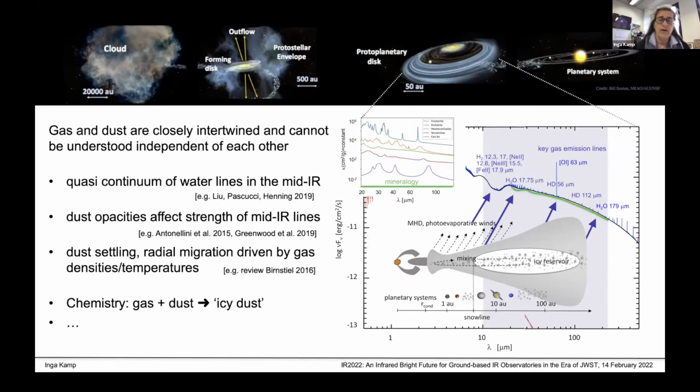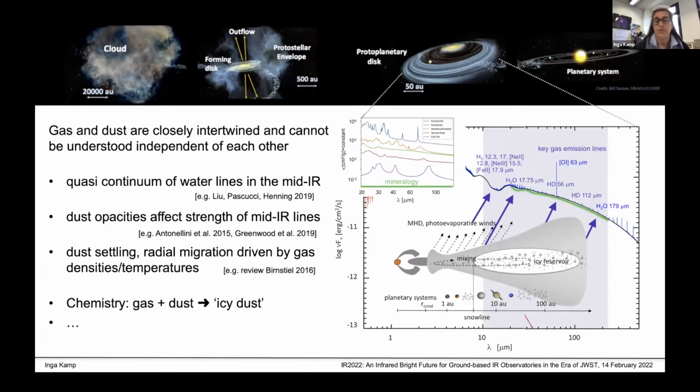Just to give you a couple of pieces of evidence, there has been a very nice paper by Yao Liu that showed that water lines in these planet-forming disks do produce a quasi-continuum. So if you have observations where you have no idea where the continuum is, you need to figure out a way to tackle the continuum together with the mid-infrared lines, because otherwise your line interpretation may go wrong. Also, what we showed in recent work is that the dust opacities affect the strength of these mid-infrared lines.